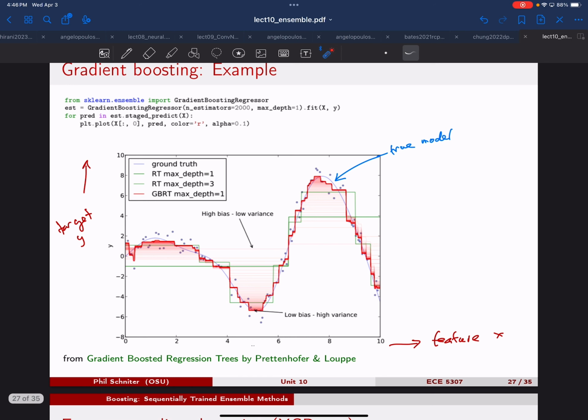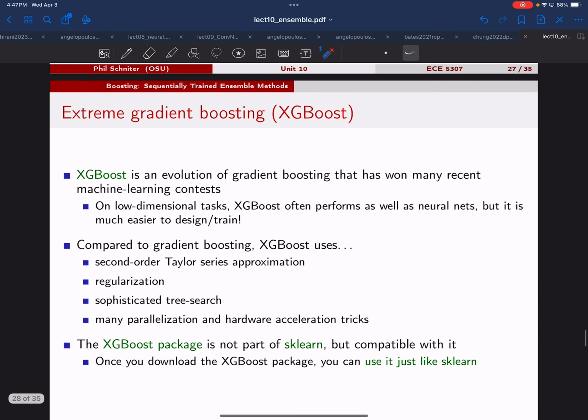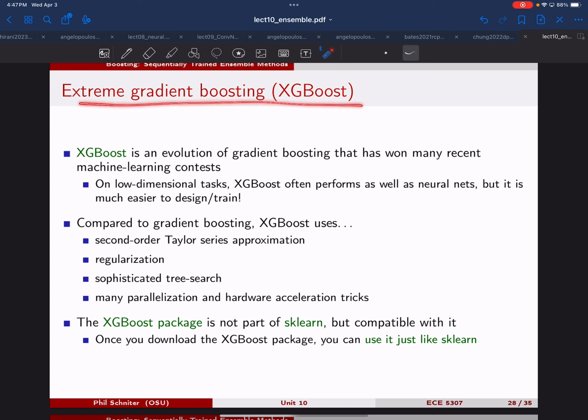Okay, so that's gradient boosting. Any questions on that? All right, so just one more to talk about, which is extreme gradient boosting. So basically, this is just an evolution of gradient boosting. It's won many recent machine learning contests. It just works really well out of the box. You just run it with its default parameters, and the performance is really good.